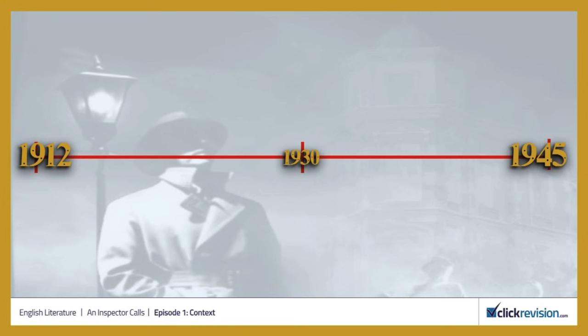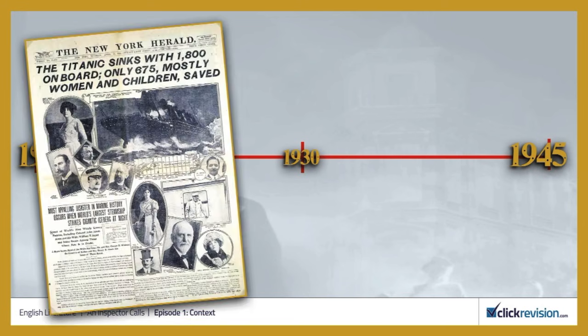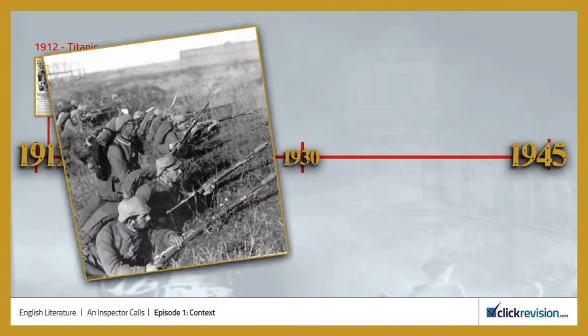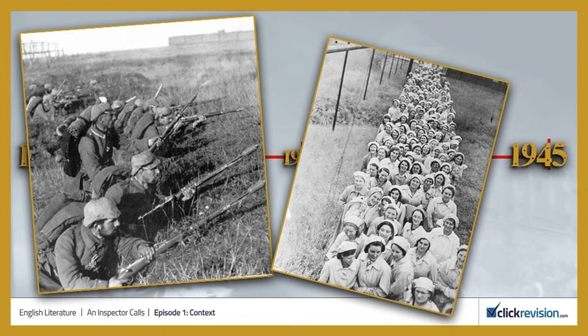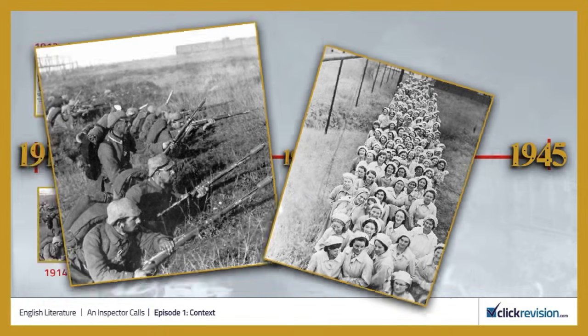So, beginning in 1912, we have the launch of the Titanic, which was thought at the time to be a glorious monument to mankind's progress and achievement, but ultimately ended up looking like one of mankind's biggest acts of hubris or arrogance. Then in 1914, we have the beginning of the First World War, which lasted until 1918, and altered the roles of both men and women in British society forever.